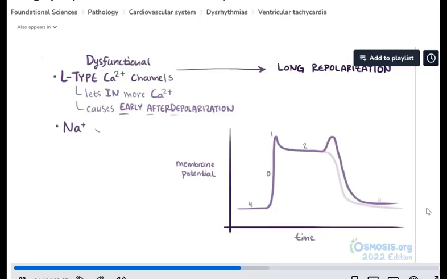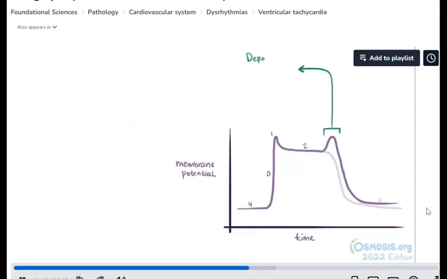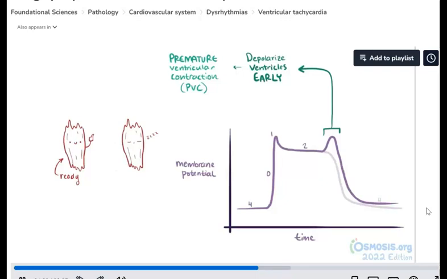Other mechanisms involve sodium and potassium ion channels, which can also malfunction and cause EADs as well. If the EAD is large enough, it might propagate out and depolarize the ventricles, causing a premature ventricular contraction, or a PVC. In other words, an unexpected ventricular contraction. If at this point some neighboring cells are ready for another depolarization, and some cells aren't, then that wave of depolarization will propagate through the ready cells, but get blocked by the not ready cells.